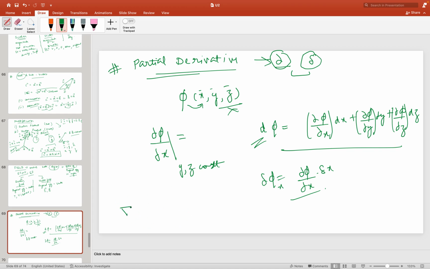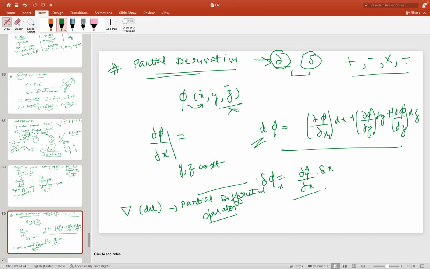So we can say del. This is a symbol del, which is called the partial differential operator. I talked about operator. What is an operator? Operator is any function which is acting on the operand. Like we talk about addition operator, subtraction operator, multiplication operator, division operator. These are operator examples in simple maths.